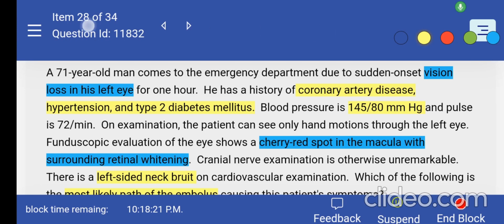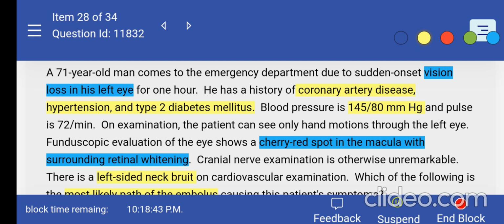Let's continue from question number 28, right? So we have a 71-year-old man who comes to the emergency department due to sudden onset vision loss in his left eye for 1 hour. He has a history of coronary artery disease, hypertension, and type 2 diabetes mellitus. BP is 145/80 mm of mercury and pulse is 72 per minute.